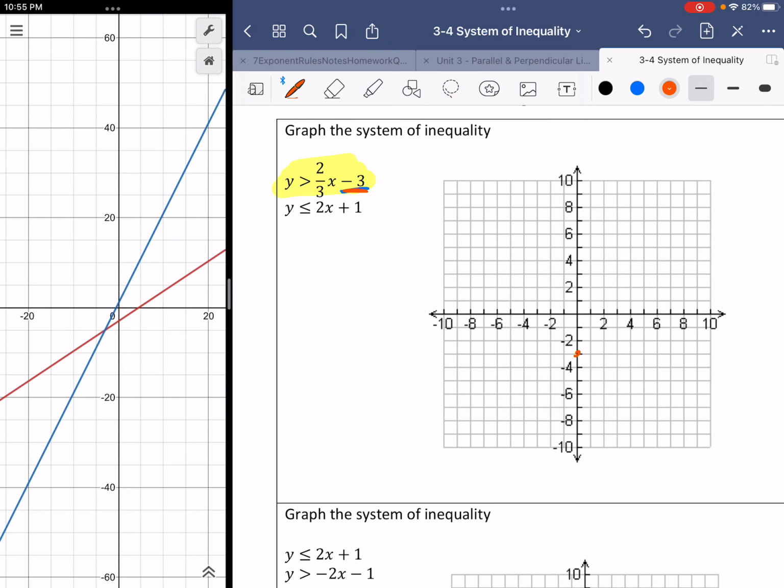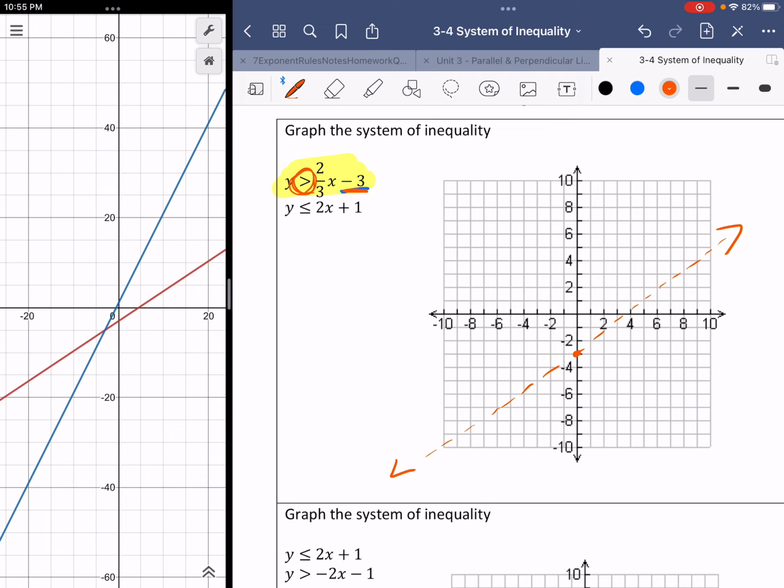So -3. And then we're gonna graph it. Do you see this one is a dashed line? Because as you can see here, we don't have a line underneath it. So I will just briefly graph a dashed line. You don't have to graph precisely. Okay.